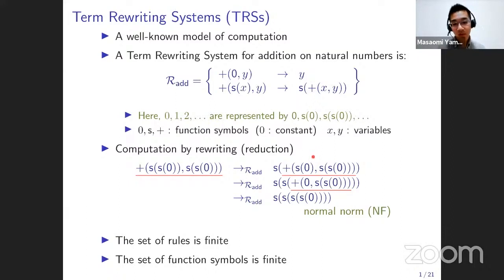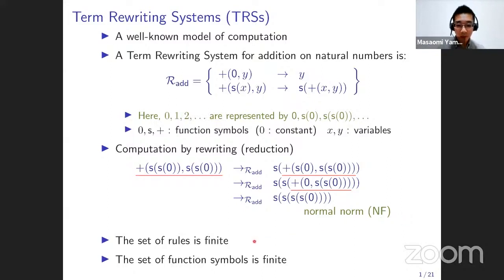This is an example of computation by rewriting. Computation by rewriting is called reduction. For example, plus ss0 ss0, that stands for 2 plus 2, is reduced into s(plus s0 ss0). And next, ss(plus 0 ss0). And finally, ss ss0, that stands for 4, is obtained. A term that cannot be reduced more is called a normal form.